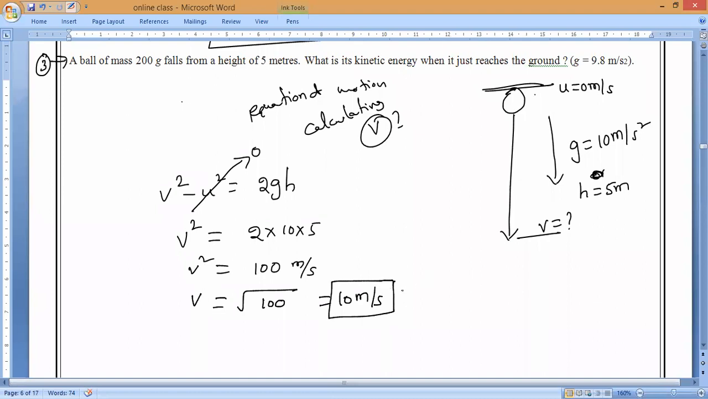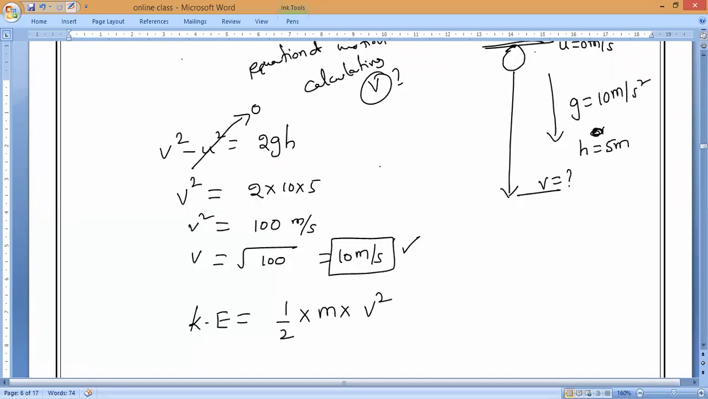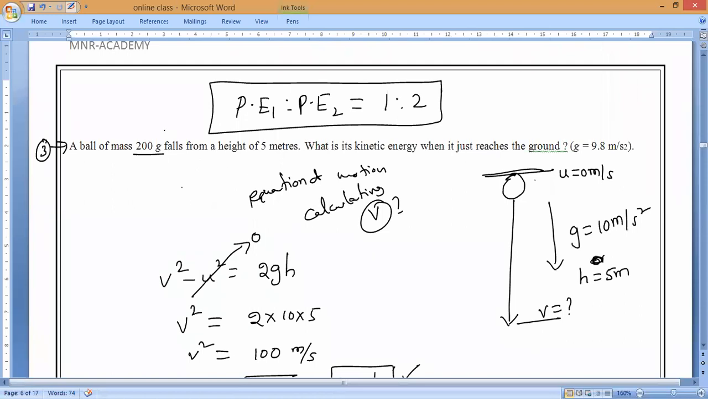Now you can see, velocity you know and mass you know. Now what is the kinetic energy formula? Kinetic energy is equal to half m v square. By this time you should notice one thing. What is that? For mass, the unit should be kilogram. That is what I want.